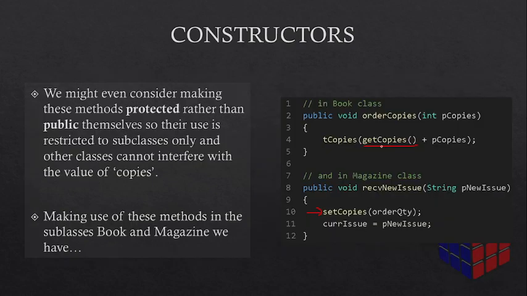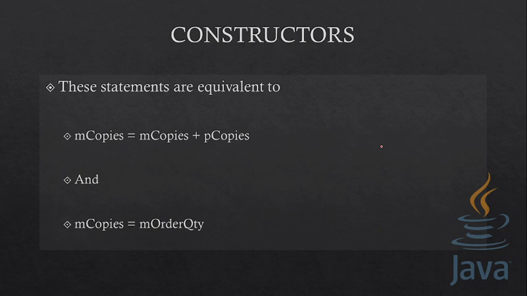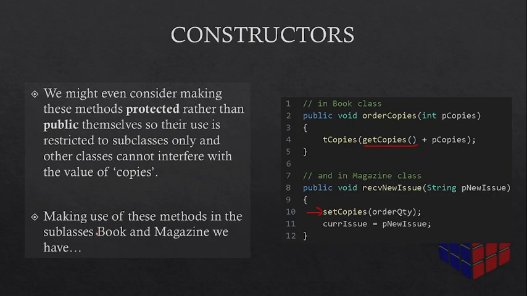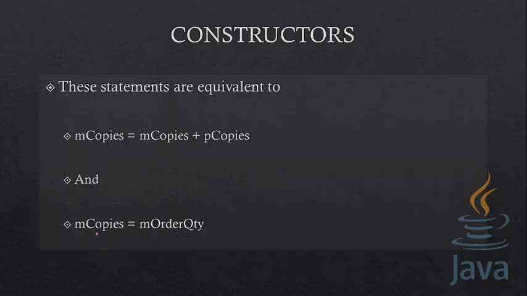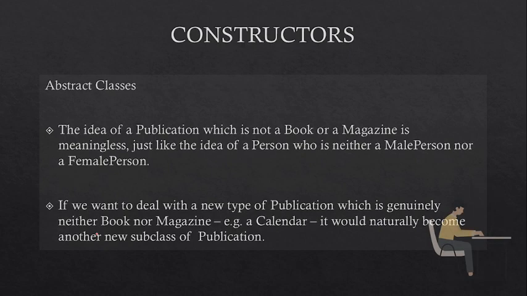So these statements are equivalent. It is a bit tricky because we are calling the function. It is the same as saying the new value of copies is equal to the current value of copies plus the new copies that we add. And then the setting happens inside. So we are setting the new value of your copies to the order quantity.